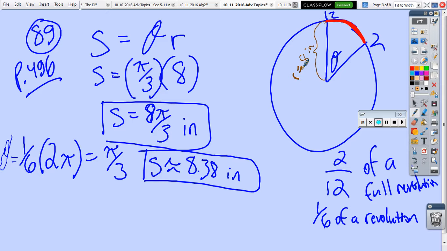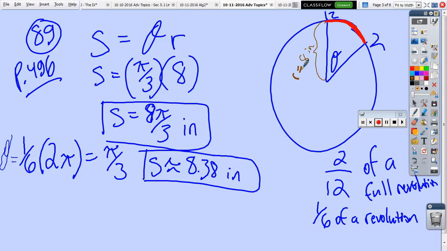Okay. So we got pi over 3 for our theta. R was given as 8, so now we just simply plug in pi over 3 radians for theta, plug in 8 for R, simplifying, which is just going to be 8 pi over 3 inches. And then if they want it to 2 decimal places, you use the pi key on your calculator, or 3.14, or 22/7, and you get S is approximately 8.38 inches. Yeah, I believe, yes. Okay.